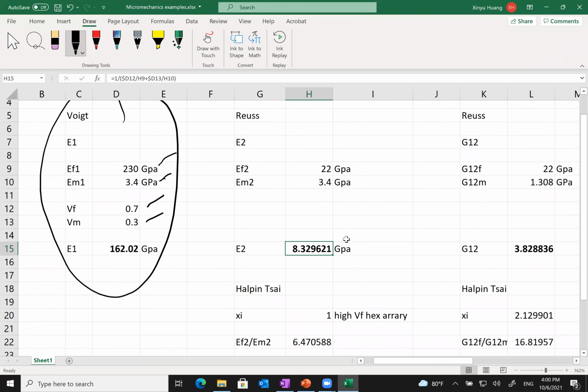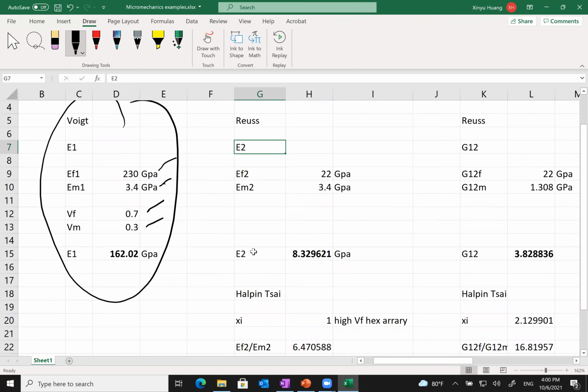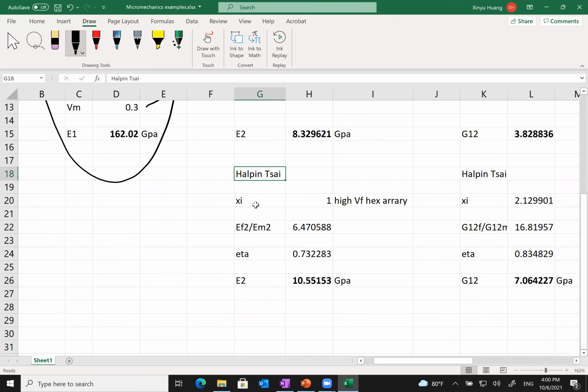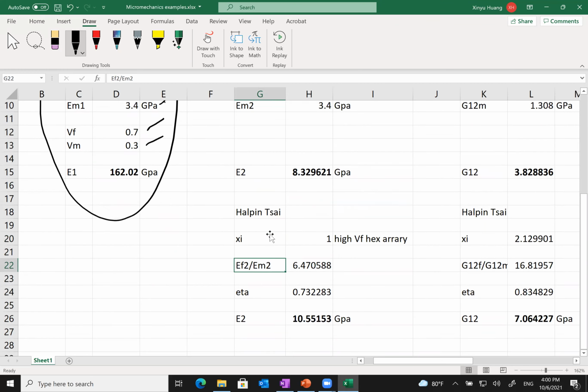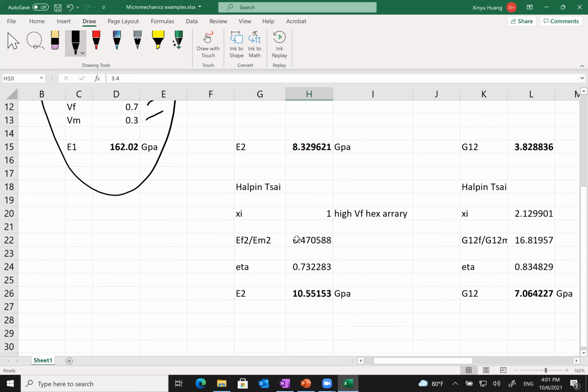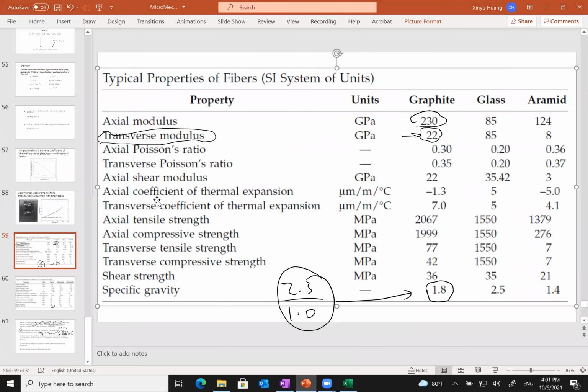Okay, and for E2 you can also apply the Halpin-Tsai equation. Now I first calculate the coefficients. Psi is 1 for the reason we just described. It's hexagonal packing with high volume fraction, so that's equal to 1. And the ratio that we use to calculate eta is EF2 over EM2, the fiber modulus in the 2 direction versus the matrix modulus. So it's the ratio of 22 to 3.4, which turns out to be 6.7. And then this is the eta. Eta is given by the Halpin-Tsai equation.